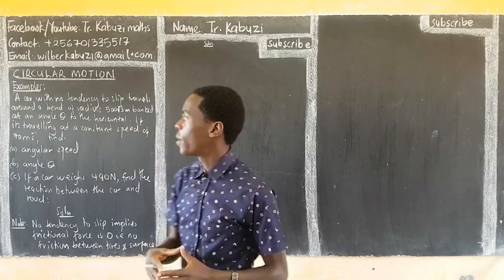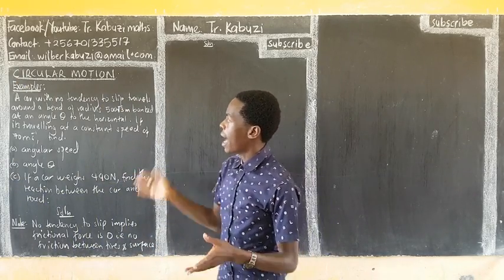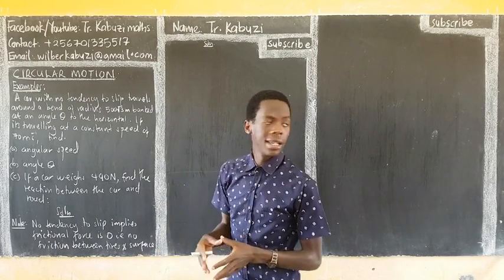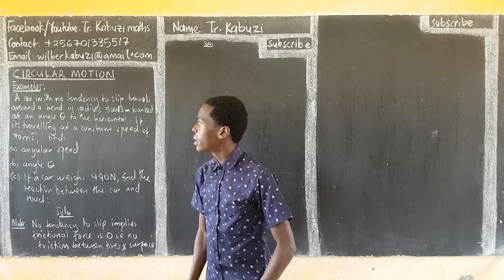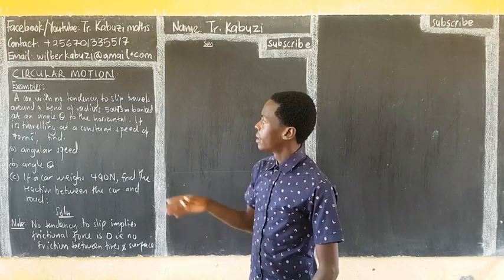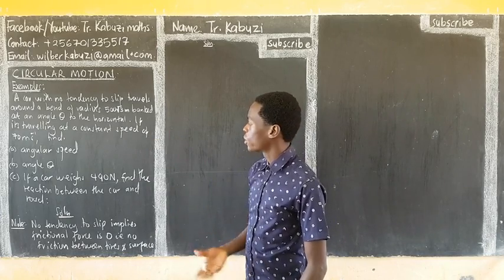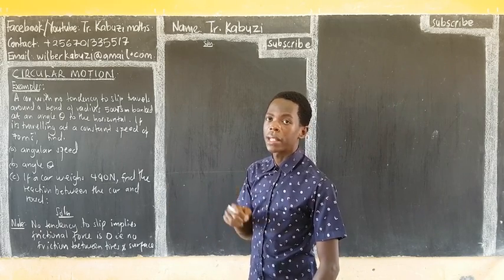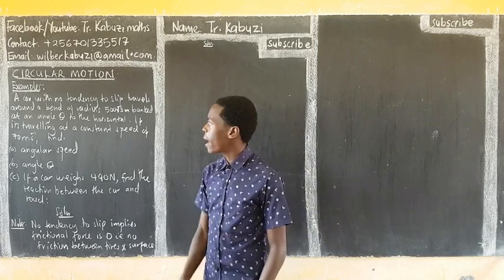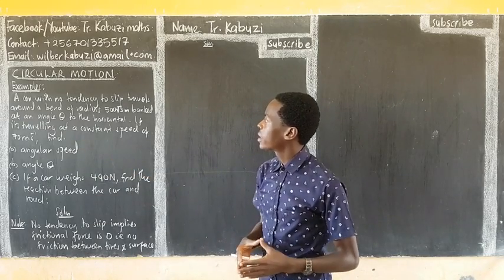Okay, let us now start the idea of a car traveling around tracks in a round form, banked at a given angle. So you're going to start with this example when you don't have friction. We are going to consider a car with no tendency to slip.